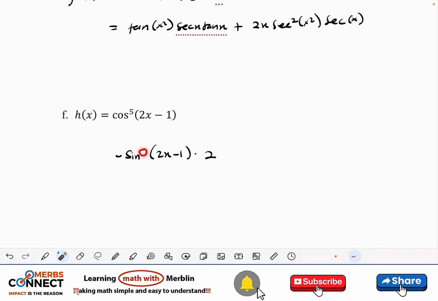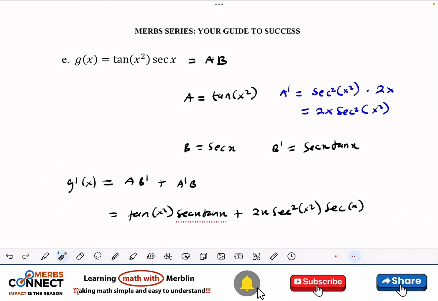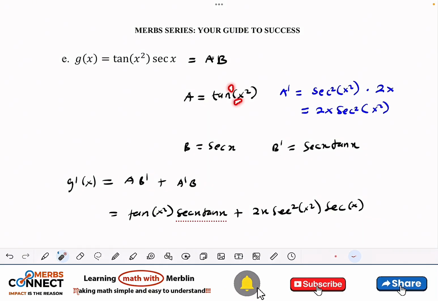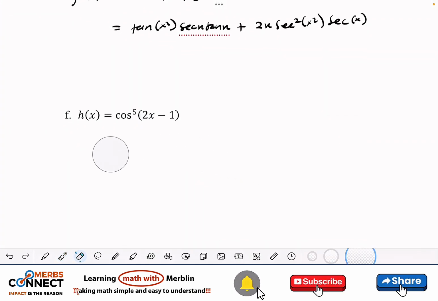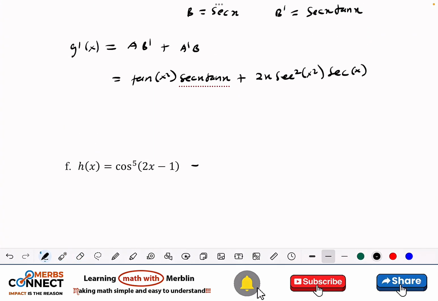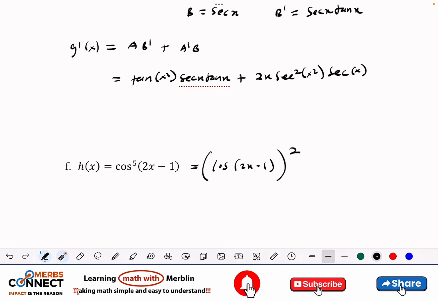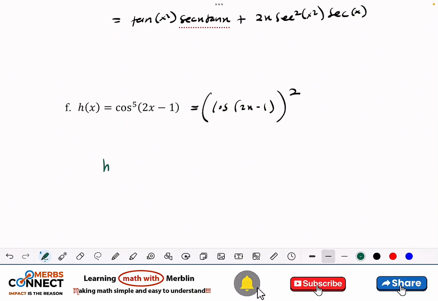So this is wrong. You see that the one that we did here, this is 1. It's not 2 or 3. So if it is not 1 here and it is more than 1, then you cannot use this one. So this one can be written as, this is the same as cos. So anytime you see a function like this, write it as cos 2x minus 1, all squared. So this one, we need to use the chain rule, the second one. That goes with the power rule. So this is h prime of x.